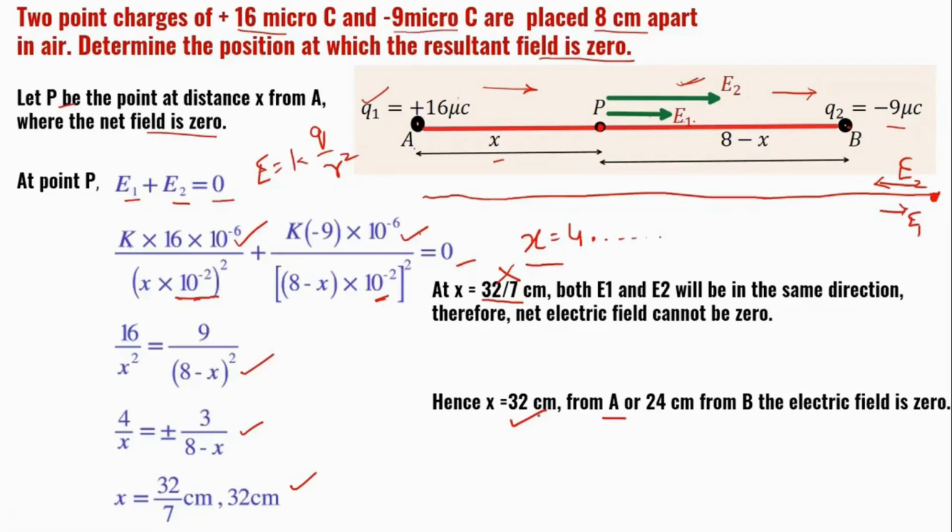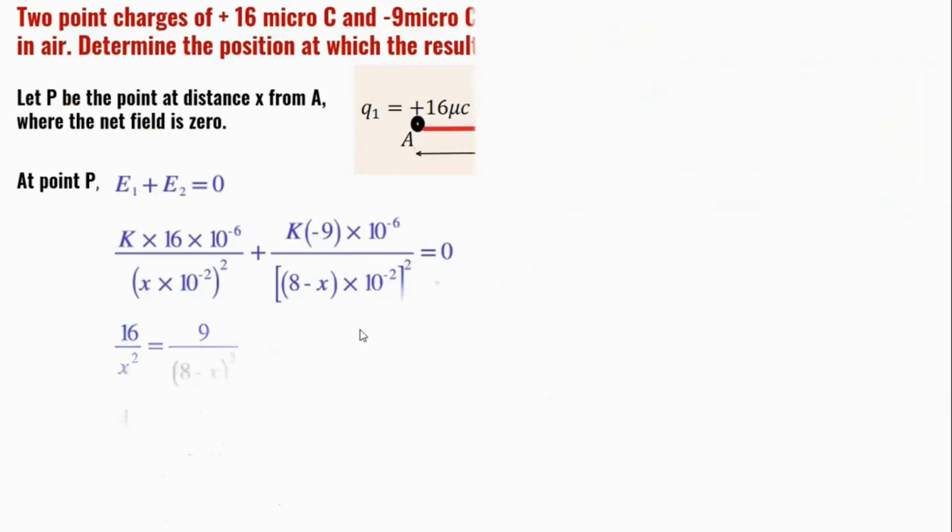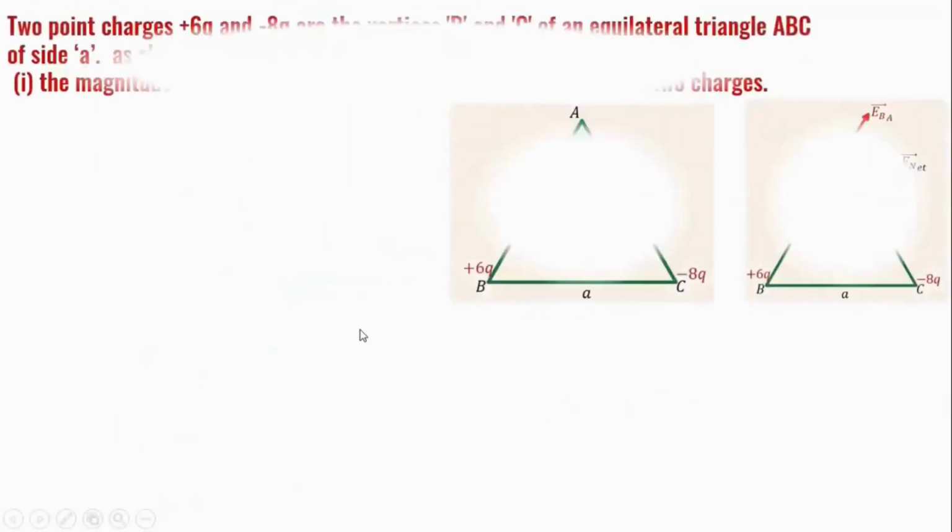So at x equals 32 centimeter, the electric field will always be 0. This key point you have to keep always in mind. In between A and B, the net electric field can never be 0. Next, go for the next question.